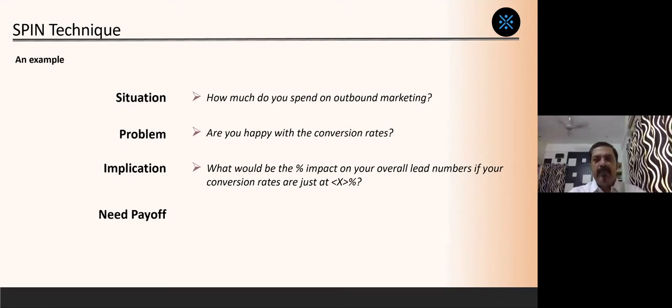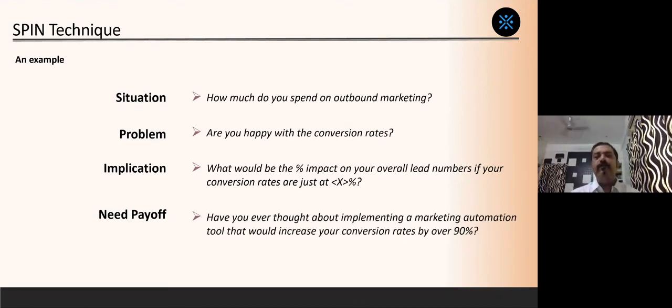You can ask certain other questions, like, what was it earlier? What is it now? How much has it come down? And then an implication towards this would be, what will be the percentage impact on your overall lead numbers if your conversion rates are just 40%? So this is an implication. If he is seeing the conversion rates coming down, it means his incoming leads are coming down. There is an impact, and that's what you're implying here.